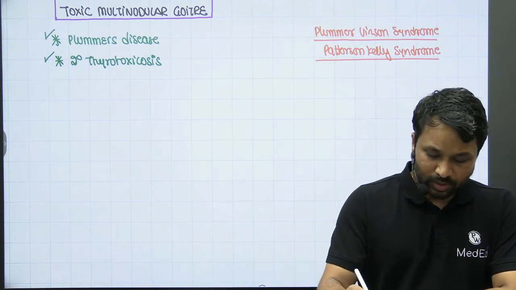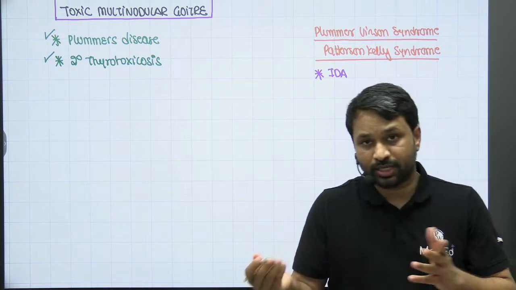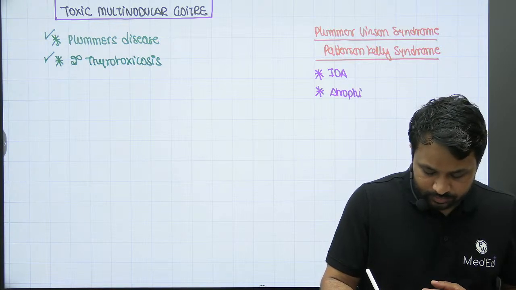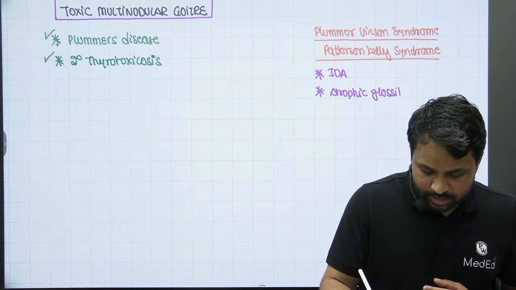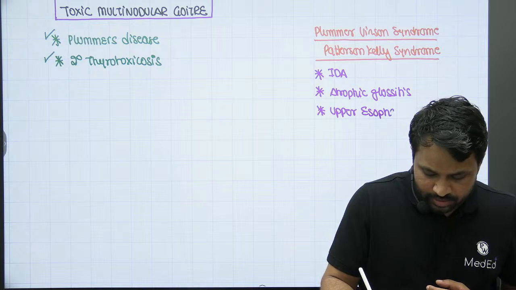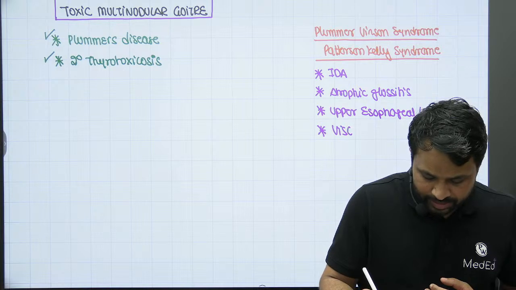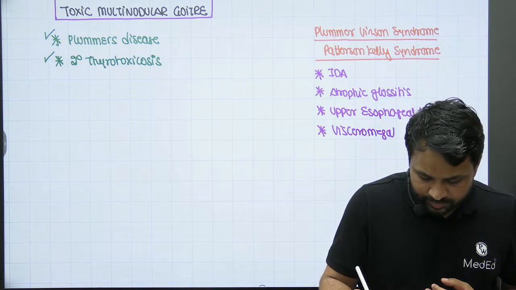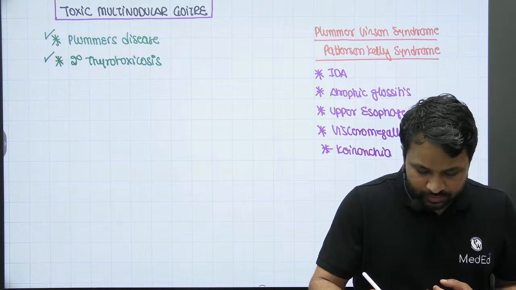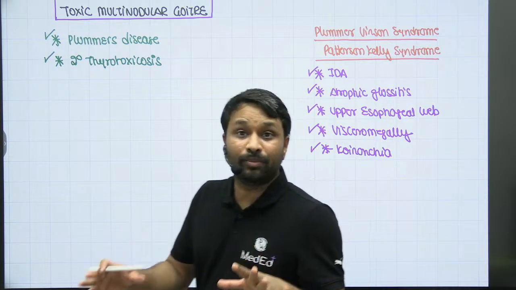Now, what are the components in this? In Plummer-Vinson syndrome, you will have a patient with iron deficiency anemia, called sideropenic anemia. Along with that, there is atrophic glossitis. There is an upper esophageal web which will cause dysphagia. It is associated with visceromegaly and a nail deformity, that is koilonychia. Right? So you have the iron deficiency anemia, atrophic glossitis, upper esophageal web, visceromegaly, koilonychia. This is your Plummer-Vinson syndrome.